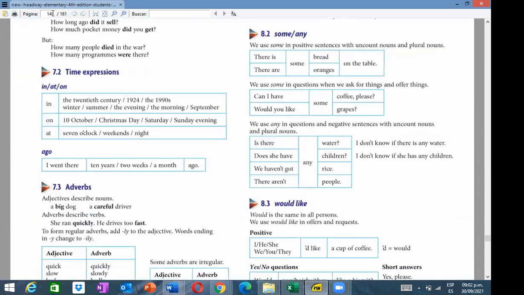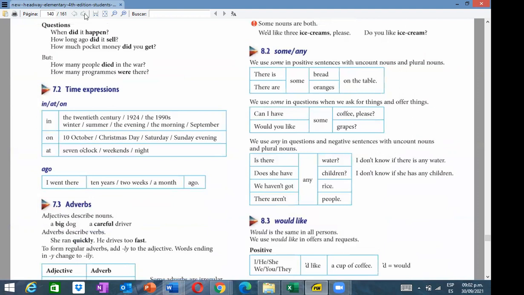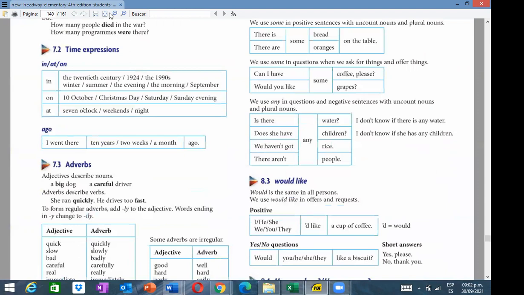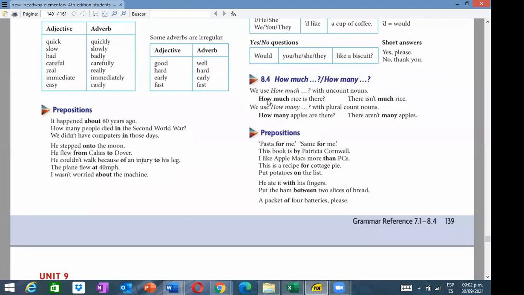Okay, here we have much. Well, we have to notice the difference between the questions in special. How much, how many? And as you know, we use how much with uncount nouns, right? Always. For example, how much rice is there? As you know, rice is uncountable because we can't count one by one. That's why it's considered uncountable. The next, there isn't much rice, negative sentence, right? We can say there isn't much rice.